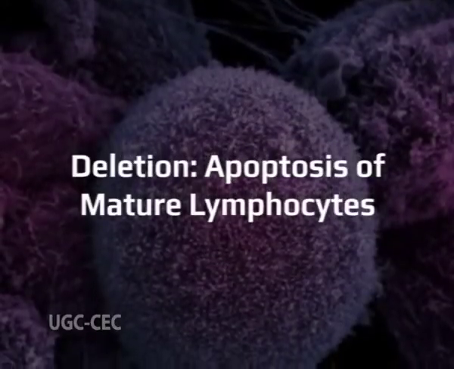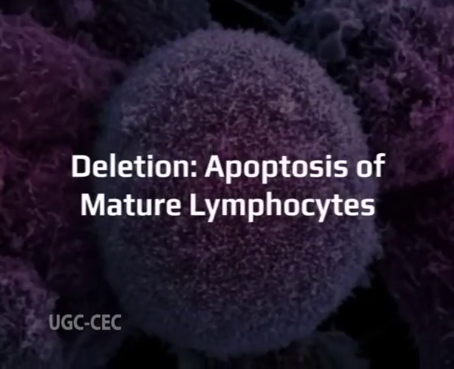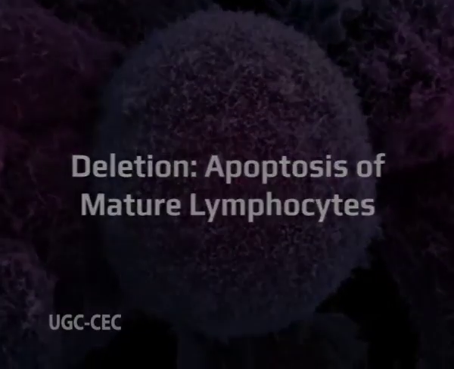So now let's come to the deletion, apoptosis of mature lymphocytes. Recognition of self-antigens may trigger pathways of apoptosis that result in elimination, that is deletion, of the self-reactive lymphocytes. There are two likely mechanisms of that of mature T lymphocytes induced by self-antigens.